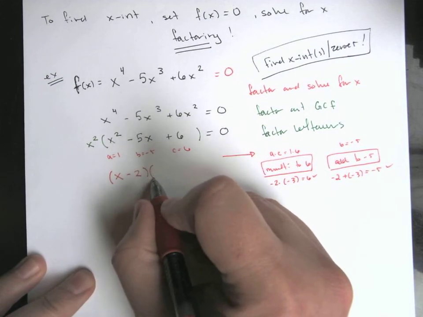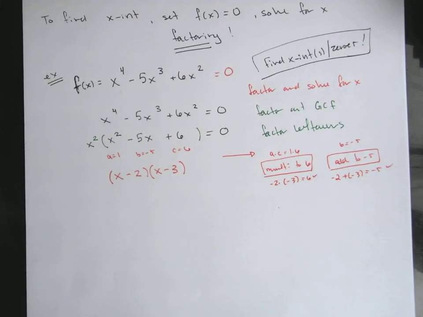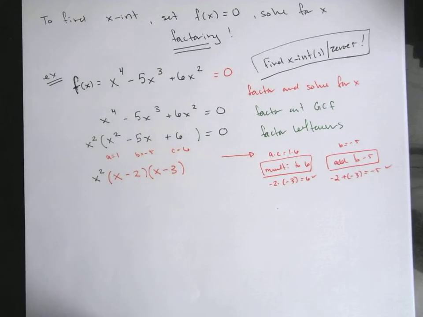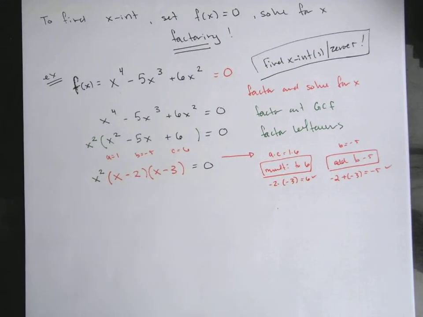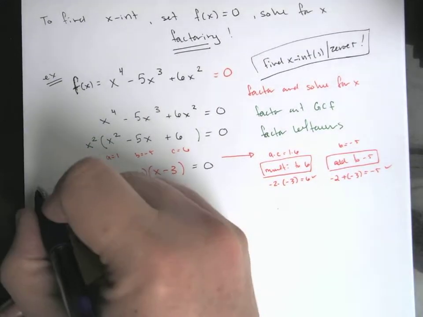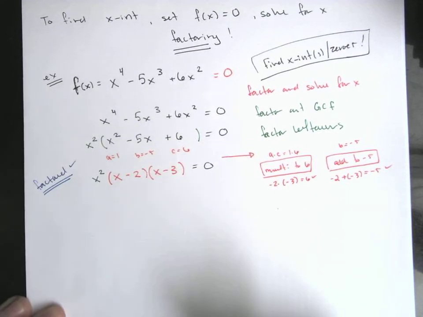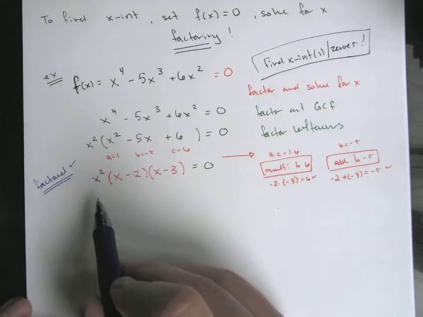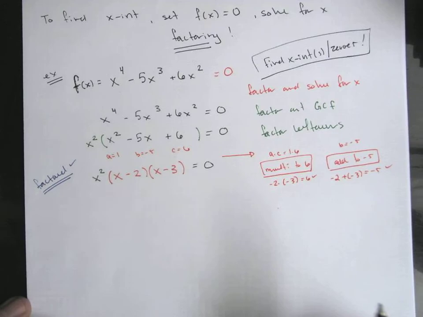So, x minus 2 times x minus 3. Our GCF, our x squared, is out in front. And then this whole thing is still equal to 0. At this point, that's factored. That's about as factored as that's going to get. We've broken it down and there's not really a way to break it down further. You could write x squared as x times x, but that seems a little redundant to me, at least for now. We'll come back to that idea.